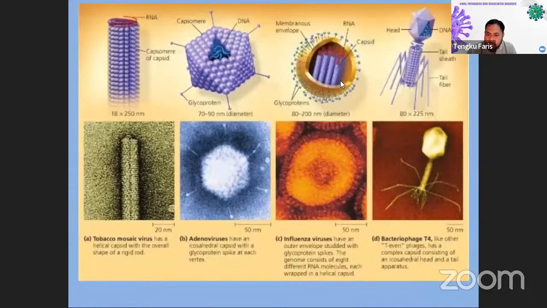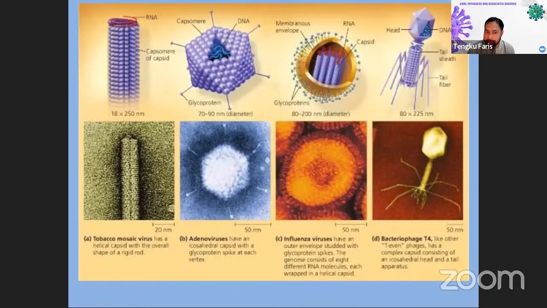As I mentioned earlier, the virus ranges from 20 nanometers to 1000 nanometers. And you can see the helical capsid on the left-hand side, which is tobacco mosaic virus; the capsid is in helical shape. The capsid, you remember, is used to store the DNA or RNA of the virus. It's very important. Without the DNA or RNA, the virus cannot survive. They cannot replicate. They will die.